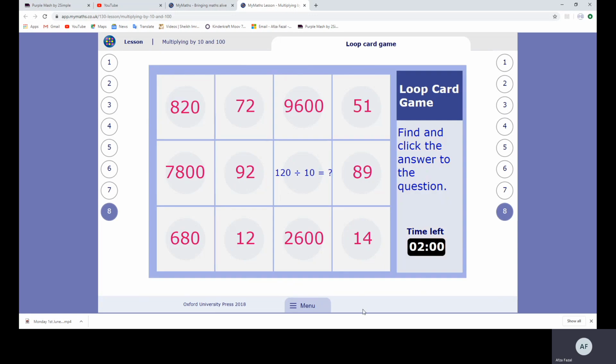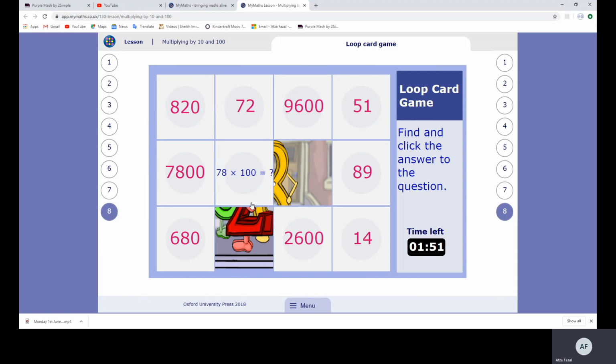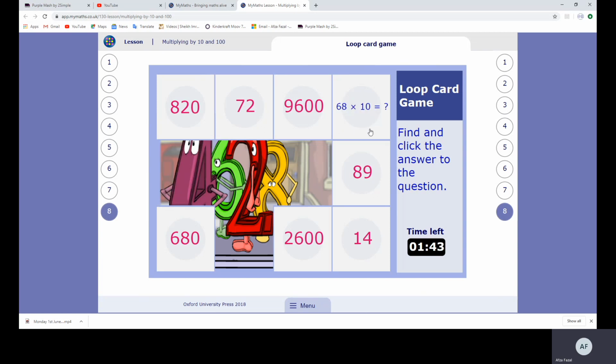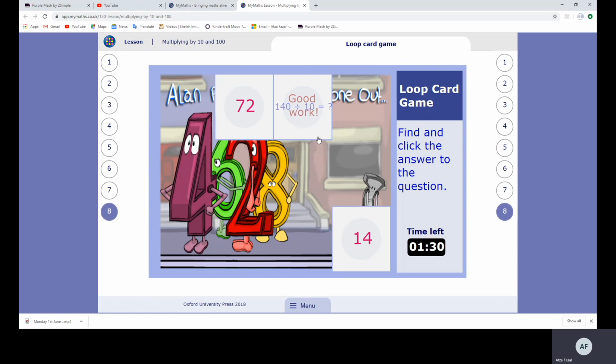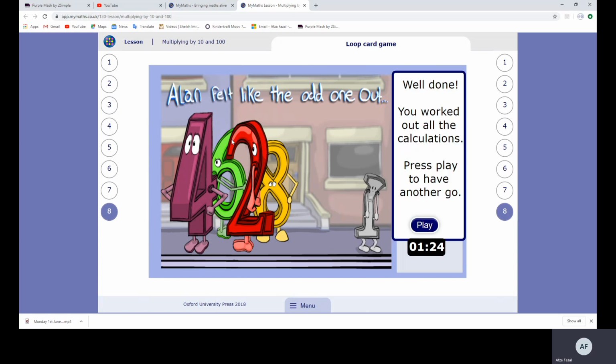Loop card game. You've got 2 minutes. 120 divided by 10 is 12. 920 divided by 10. 78 times 100. 510 divided by 10. 68 times 10. 890 divided by 10. 82 times 10. 26 times 100. 96 times 100. 140 divided by 10. 720 divided by 10.